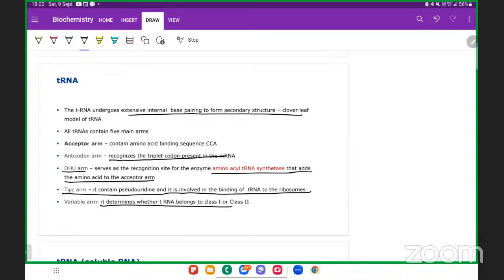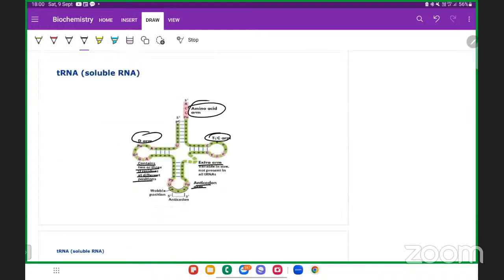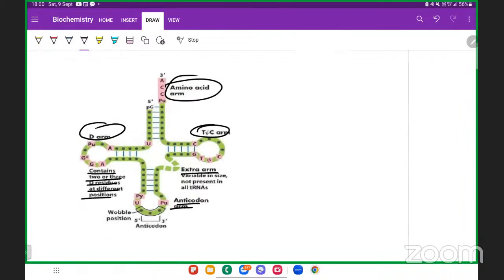Remember, all tRNAs consist of five important arms. You need to understand that all tRNA is going to have five important arms. What are those important arms? Number one, you have an amino acid acceptor arm. What is this amino acid acceptor arm? This is the place where the produced amino acid is accepted. This is the amino acid acceptor arm.